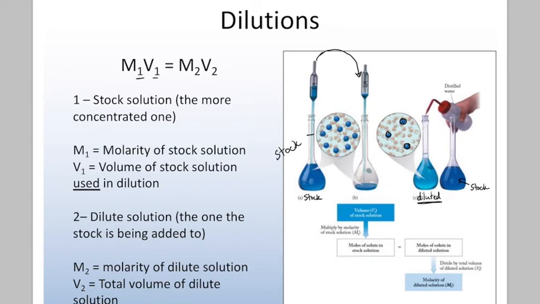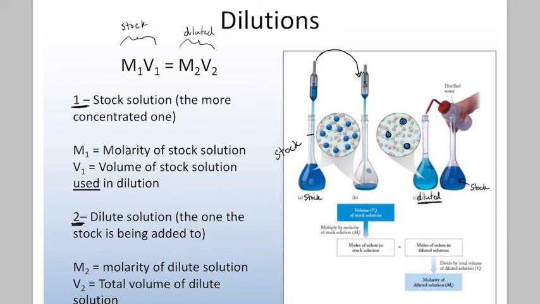So first of all, what do the 1s and the 2s represent? The 1 represents our stock solution, which is the one that was more concentrated, the one that was prepared at the beginning, and then we used that to create our diluted solution, or solution 2. So when we say M1V1 equals M2V2, the 1s refer to the stock solution, so these two terms talk about the stock, and these two terms over here talk about our diluted solution.